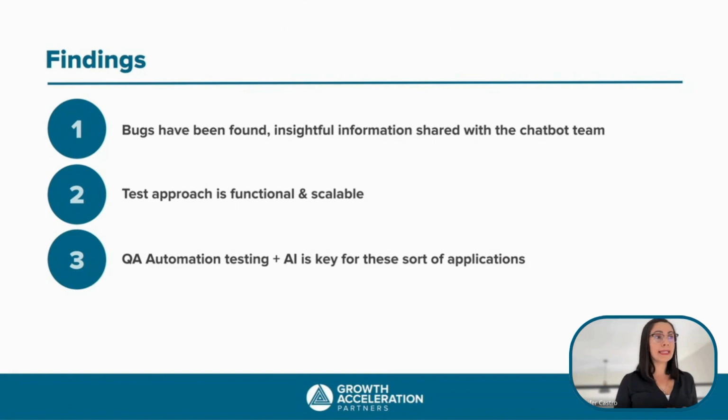And finally, we can say that QA automation testing plus artificial intelligence is key. Both of them are key in order to validate how accurate an application like this one is. Why? Because if we think about testing it manually, definitely it's going to be a painful process that is going to take more time and probably won't be able to validate the different things that we have incorporated automatically in this framework.